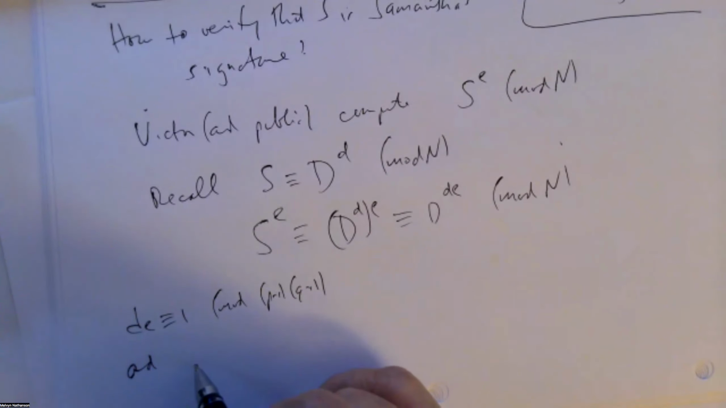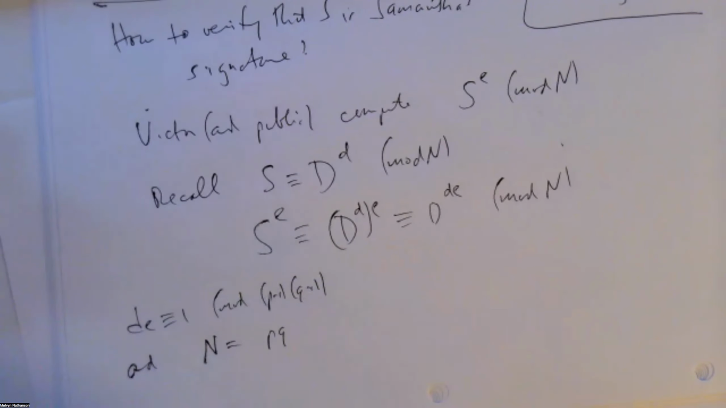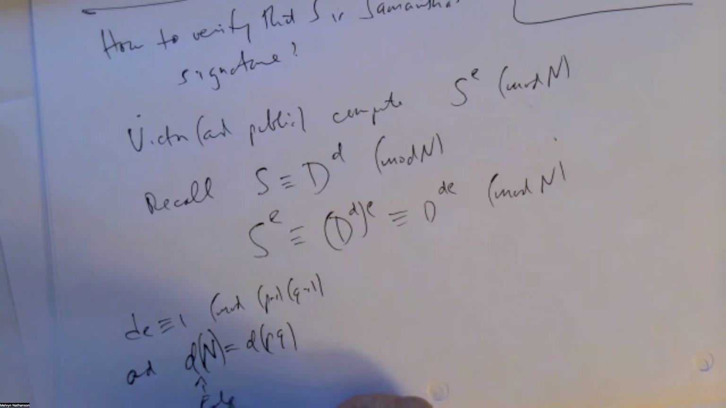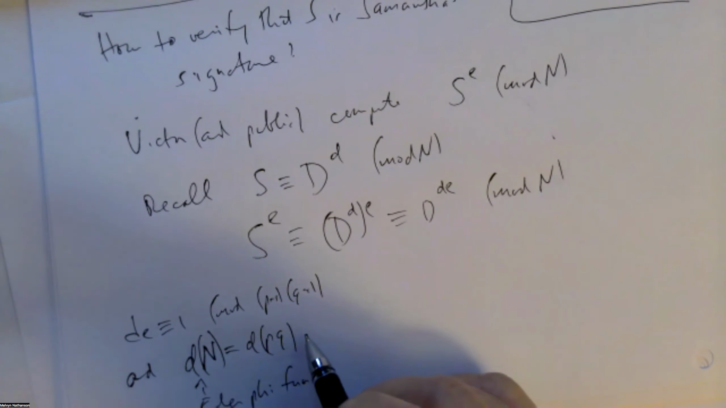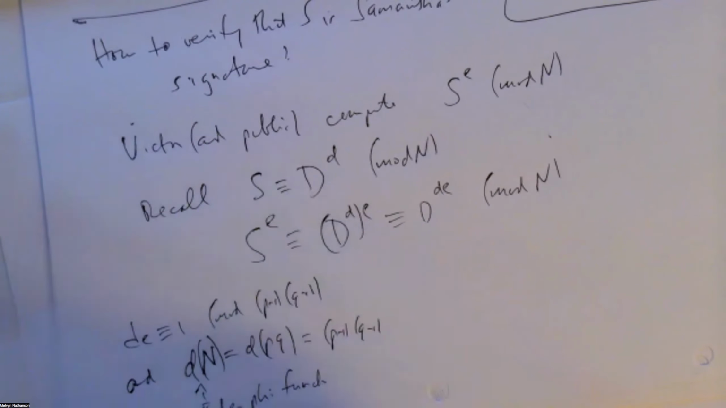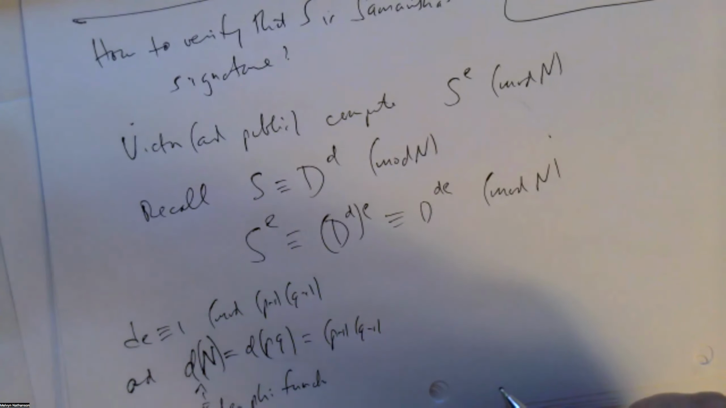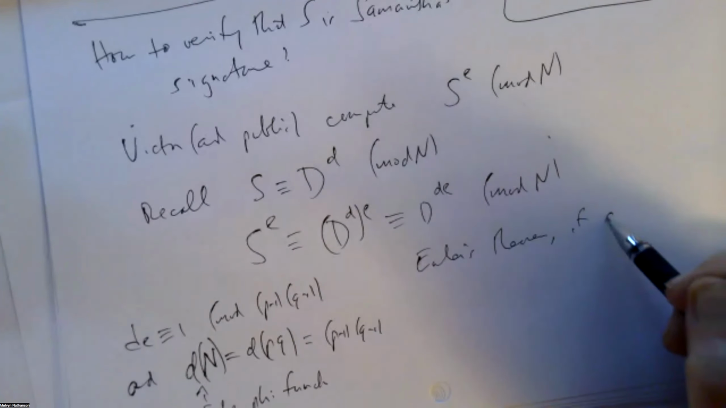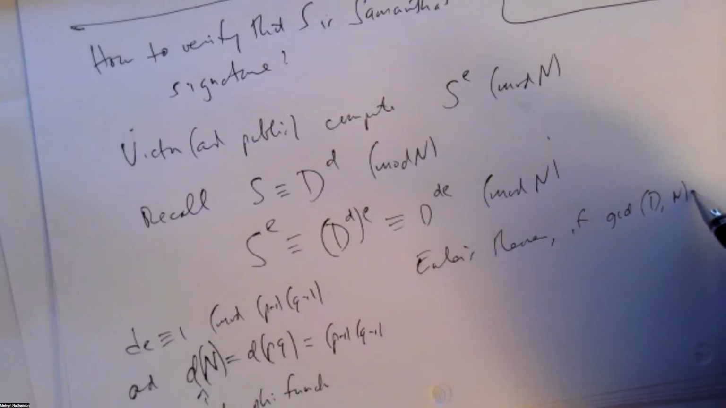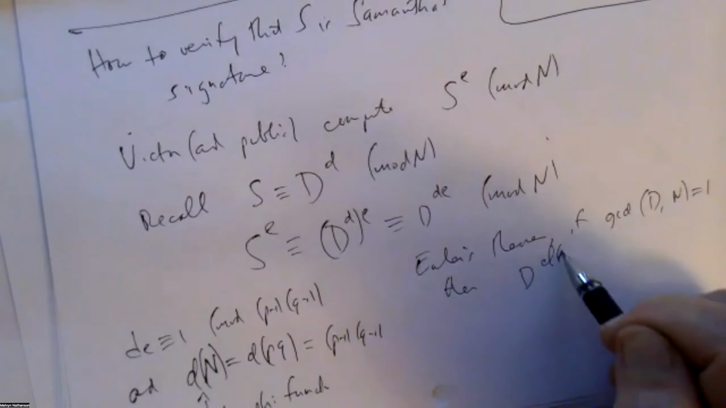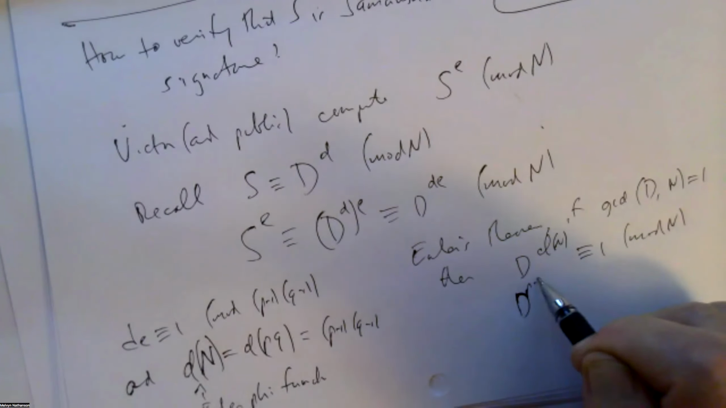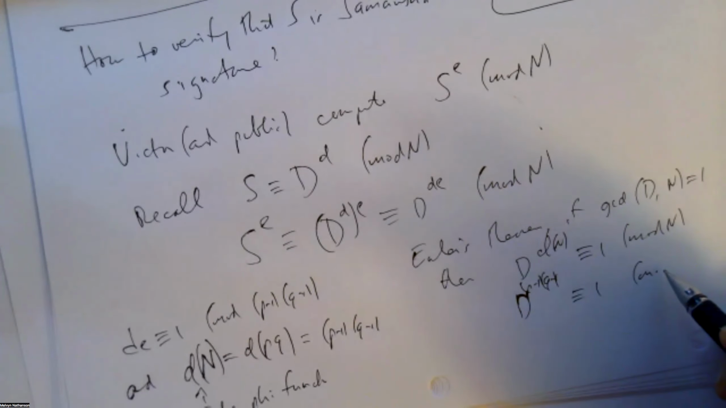And recall, n is equal to p times q. So phi of n is phi of p times q. This is the Euler phi function. And phi of pq is (p minus 1)(q minus 1). So by Euler's theorem, if the GCD of D and n is 1, then D to the phi of n is congruent to 1 mod n. That is, D to the (p minus 1)(q minus 1) is congruent to 1 mod n.